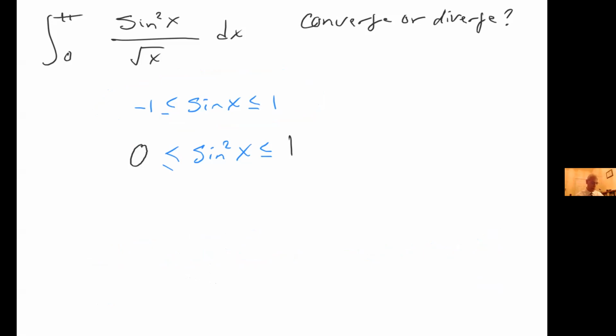Now, if I divide all three sides by square root of x, or x to the 1/2, then I have x to the 1/2 or square root of x, and 0 divided by x to the 1/2 is just 0. And granting, of course, that x is not 0. So let me just erase this.